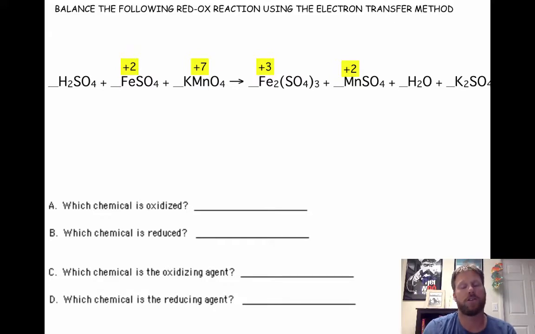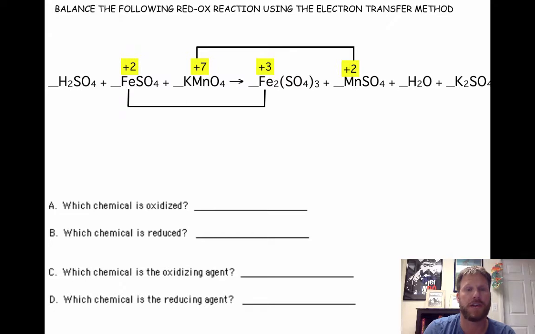So we can now determine the substances that are oxidized and reduced. We can see that manganese goes from a +7 to a +2. We can also see that iron goes from +2 to +3. Now we have to be careful here. There are 2 irons on the product side, so we need to balance that immediately on the reactant side by putting a 2 in front of iron sulfate on the reactant side.